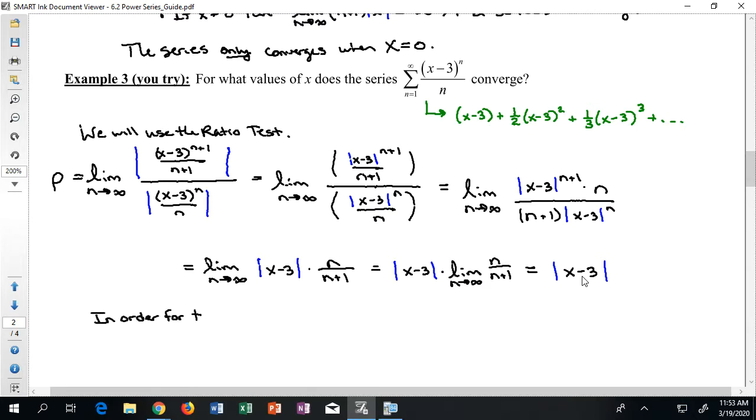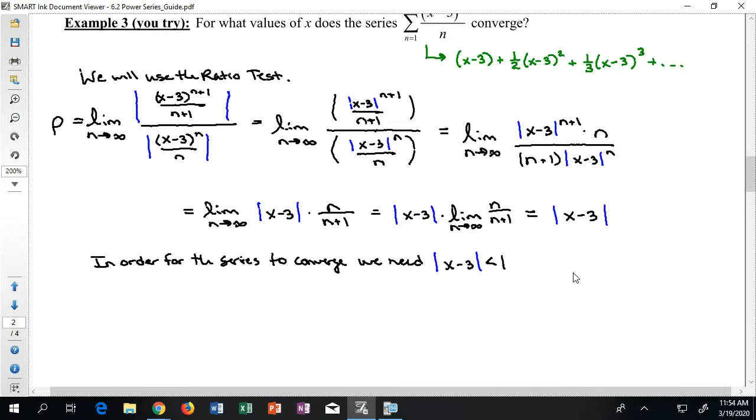In order for the series to converge, we need the absolute value of x minus 3 to be less than 1. That's what we would need, right? We want that result to be less than 1 to get convergent. So the question is, what values of x can make that happen? So I need to solve that inequality.